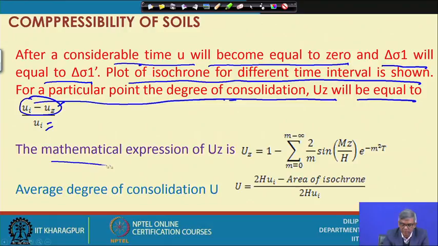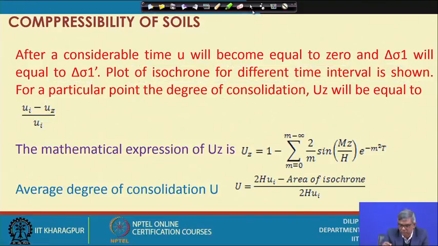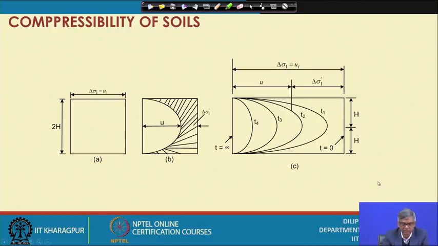From the mathematical expression, u z becomes this, and for the average degree of consolidation I will show the isochron. The average degree of consolidation U is the initial area minus the area of the isochron, that means whatever consolidation took place, divided by the initial area. So, let me go to that one. You can see these are the isochrons.